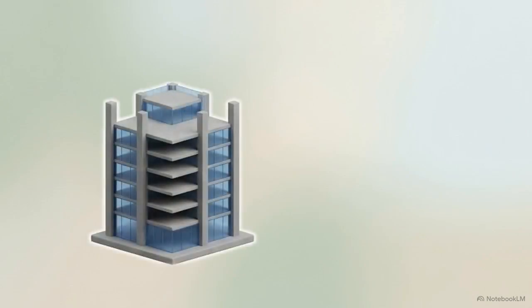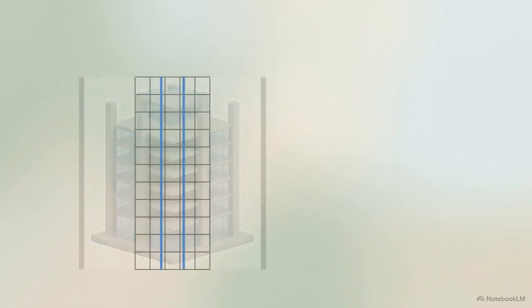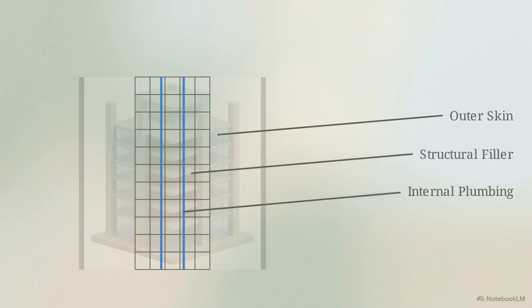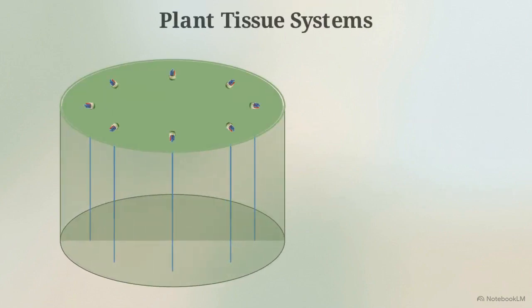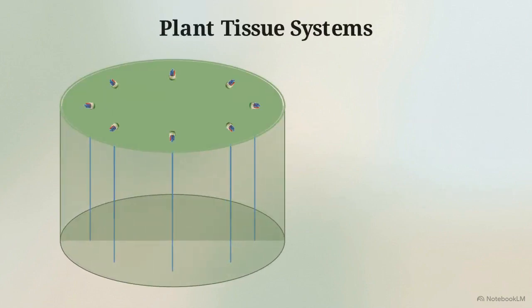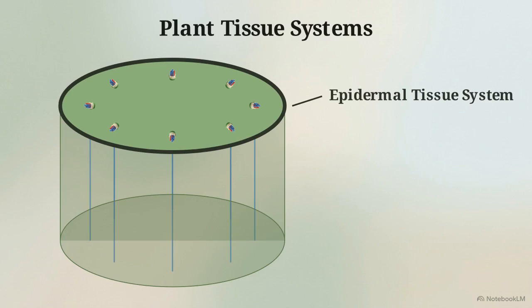A modern glass skyscraper and a living plant face the exact same physical challenges. To stand upright and function, both require an outer protective skin, a structural filler to hold their shape, and an internal plumbing system to move water and nutrients. In plant anatomy, we categorize these three requirements into tissue systems.